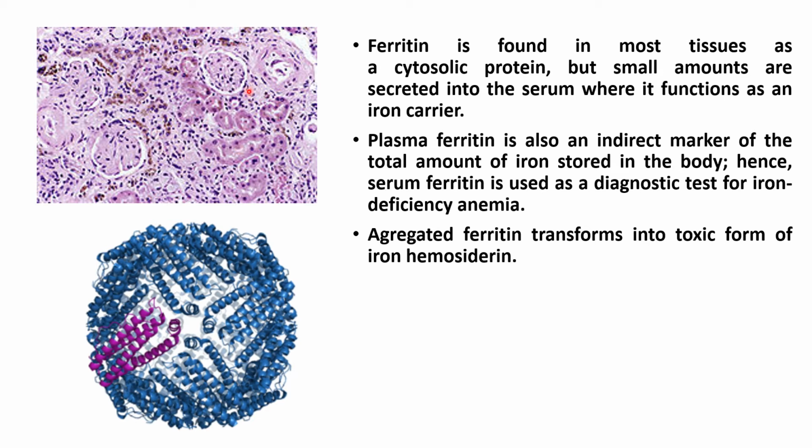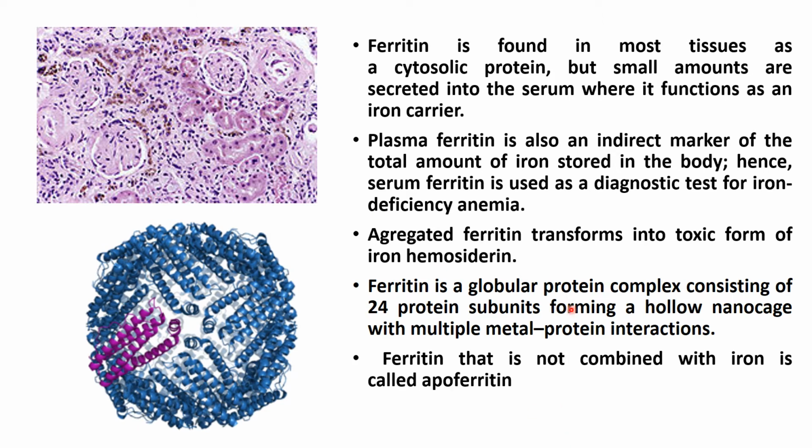Hemosiderin is also generated from the abnormal metabolic pathway of ferritin. The iron within deposits of hemosiderin is very poorly available to supply iron when needed. So it's toxic also. Here you can see the brown colored one is the hemosiderin. So aggregated ferritin transforms into the toxic form of iron, hemosiderin. Why is it toxic? The iron within the deposits of hemosiderin is very poorly available to supply iron when needed.